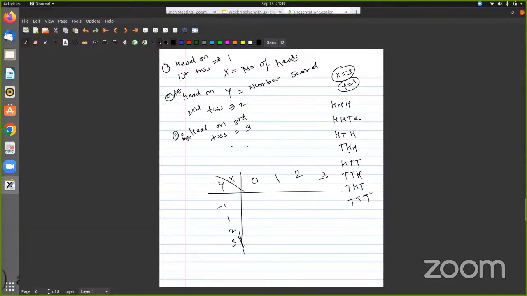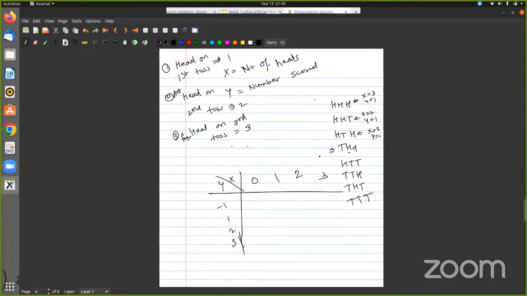for this case, what is the value of x? 2. Equals to 1, and y equals to 1. 2 minus 1. We will write it like this. So here it is x equals to 3 and y equals to 1. Here x equals to 2 and y equals to 1.